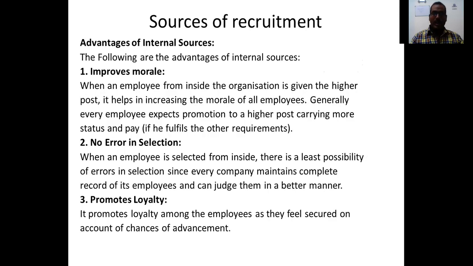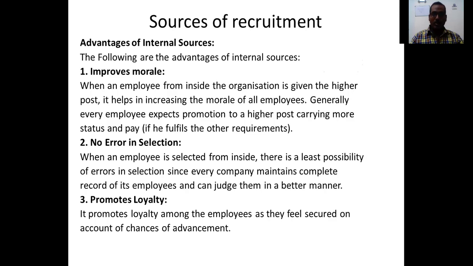Now we look at the advantages of internal resources. So what are the advantages? The following are the advantages of internal resources. The first one: it improves the morale. As we have seen earlier, if a person is recruited inside the organization, definitely people will have a good opinion about the organization.